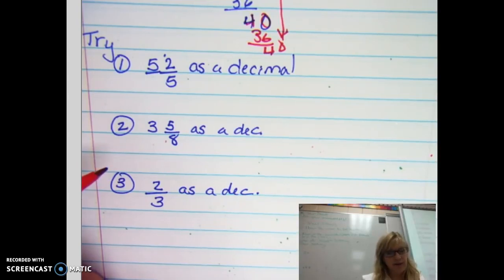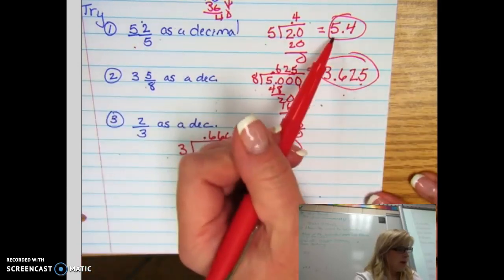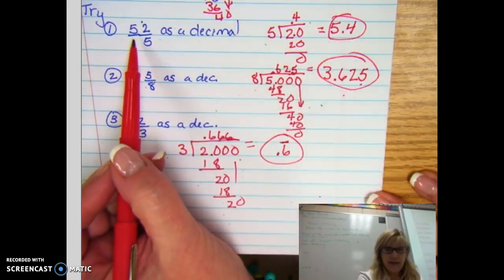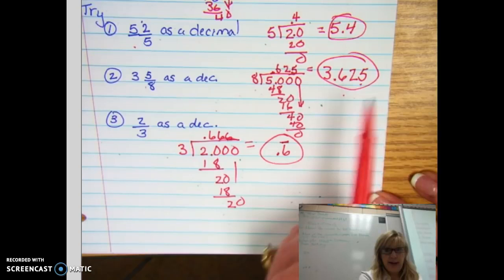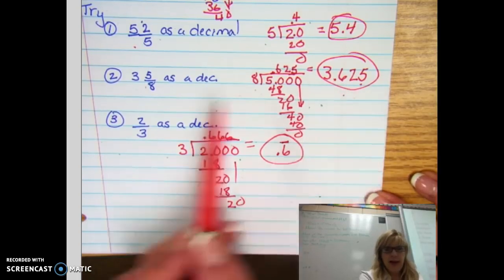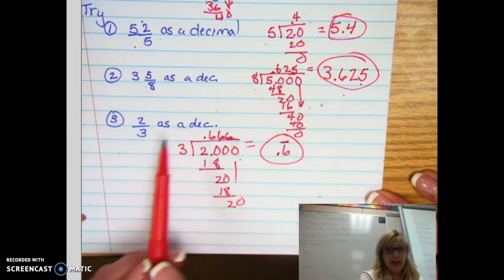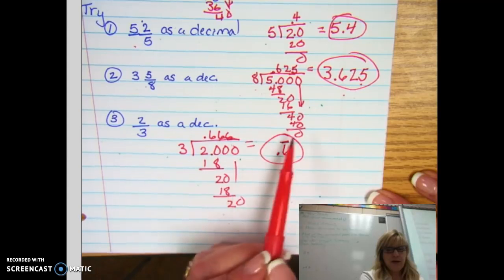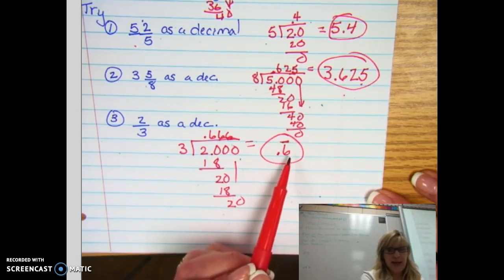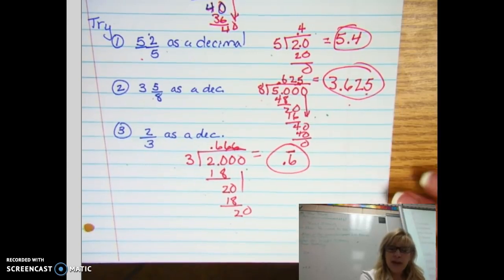I will put my work off to the side. All right, so if you got 5.4 is the same as 5 2/5, you are correct. If you got 3.625 is the same as 3 5/8, that is correct. And if you got 2/3 is 0.6 repeating, you are correct. If you have any trouble with any of these, please rewind the video and go through it one more time.